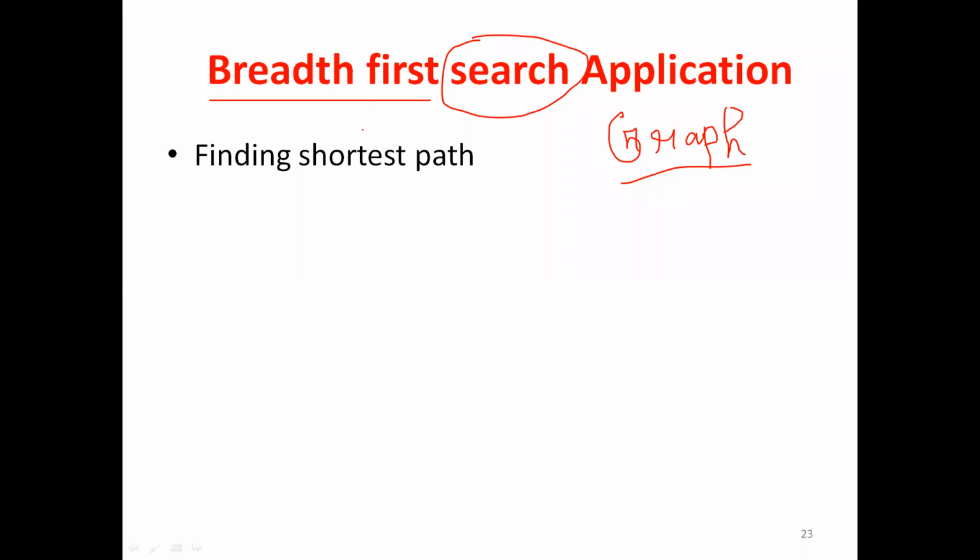If you are doing a search operation, you call it breadth first search. If you are doing a traversal operation, you call it breadth first traversal. But here I mentioned it as search, let it be, no issues. Finding the shortest path. For example, I told that a tree is a special kind of graph data structure.